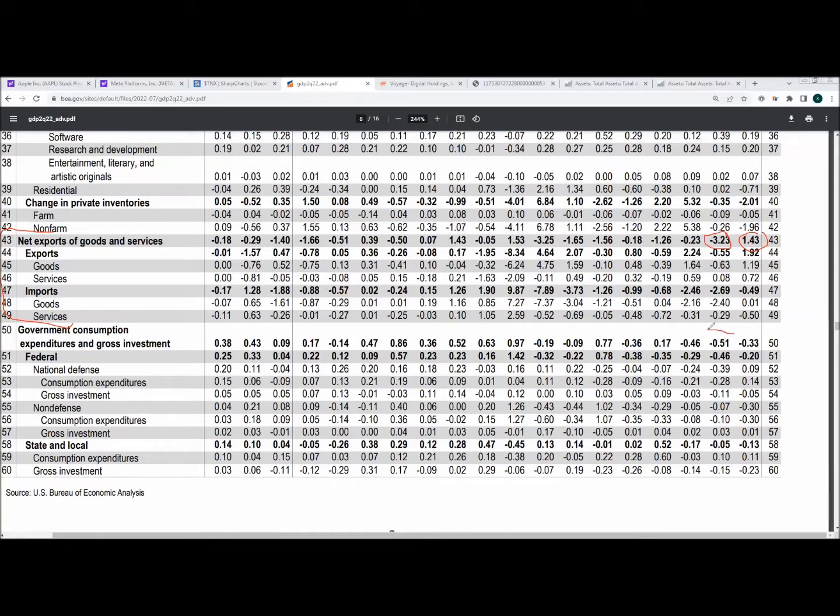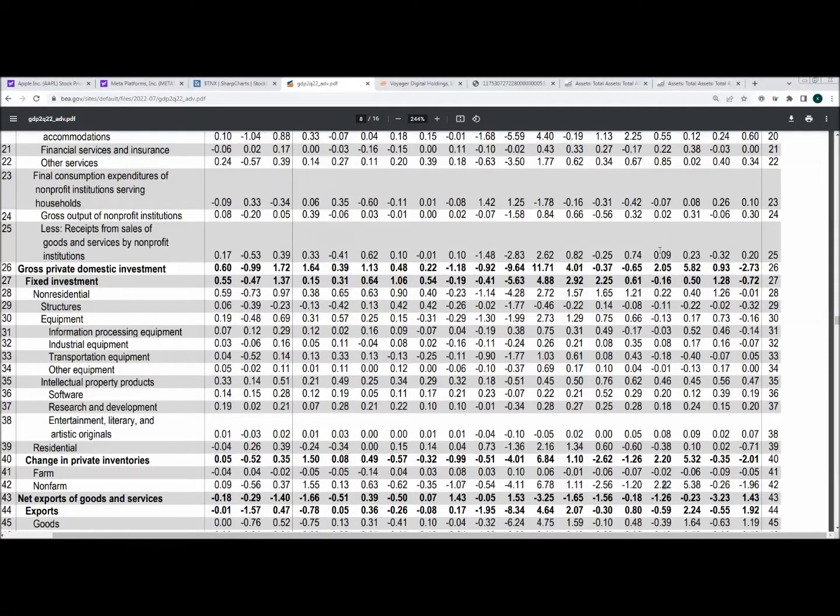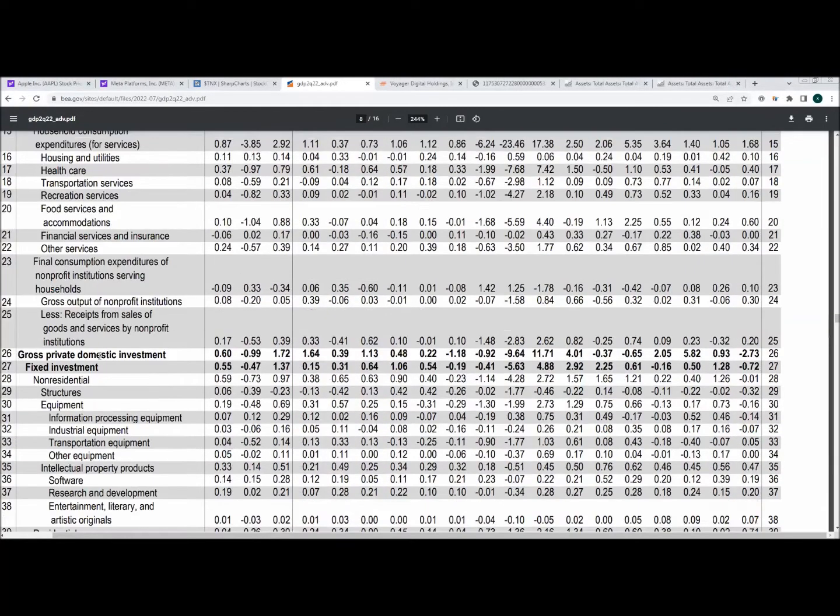Now, in both of these quarters, you can see that the government consumption and expenditures were both somewhat small negative numbers. So I found that interesting. And so in summary, the reason we had the negative GDP was primarily due to investment. Okay. So that's something to keep in mind there. It's different.